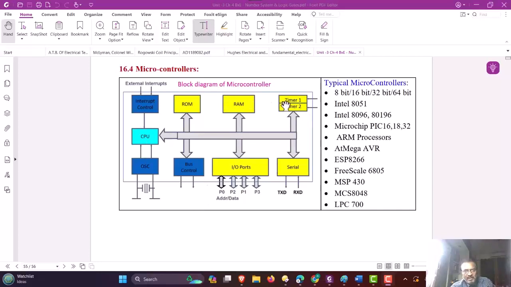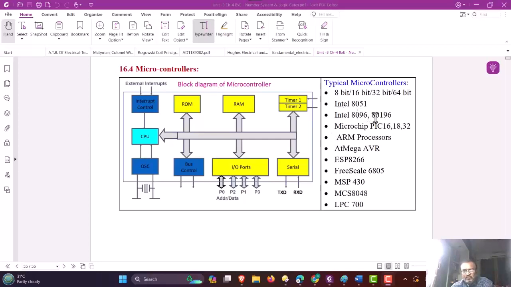This block diagram is of the very famous Intel 8051 microcontroller. It consists of RAM and ROM built in, with 4 IO ports, 2 timers, and 1 serial port, with a built-in central processing unit. The various microcontrollers that are available are listed here.